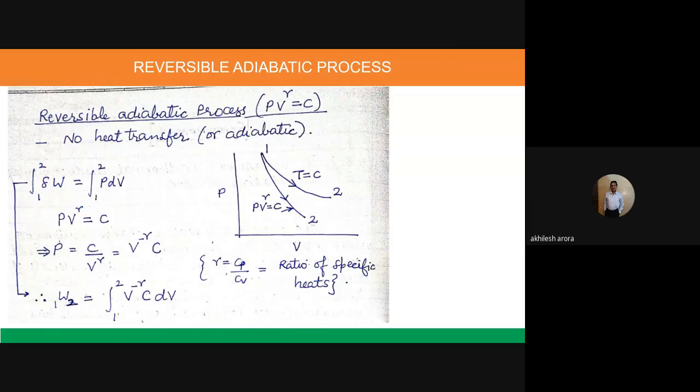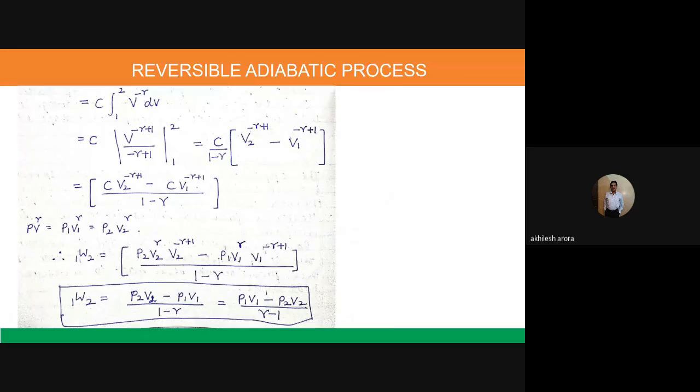Now this is the reversible adiabatic process. I told you in the case of a reversible adiabatic process, there is no heat transfer, and when we calculate the work transfer, the value is equal to W1-2 = (P2V2 minus P1V1) times 1 over (1 minus gamma), which can be written as (P1V1 minus P2V2) over (gamma minus 1).